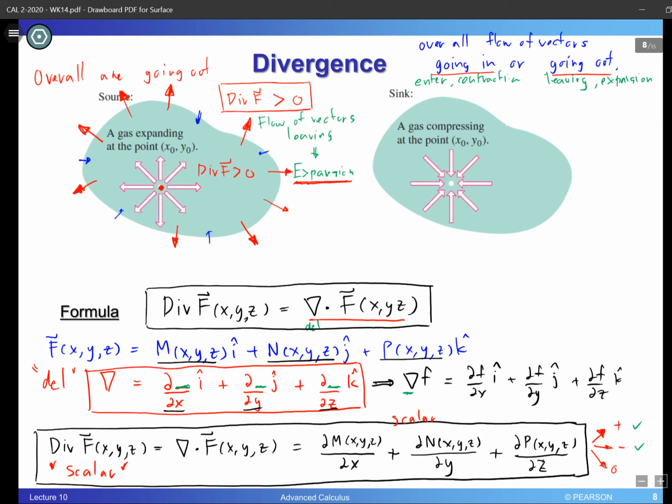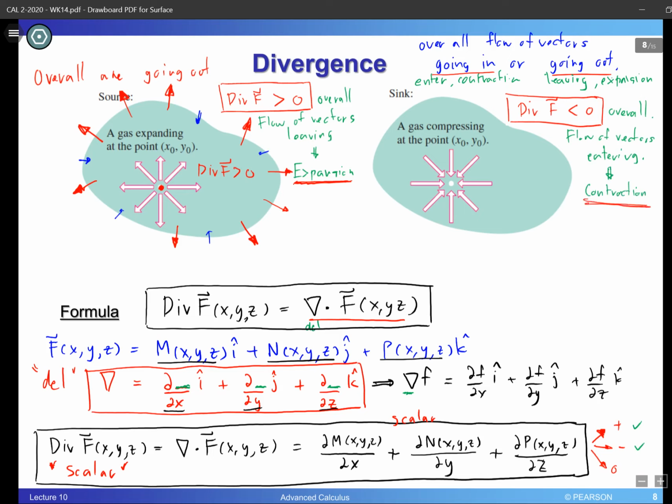Second scenario is when the divergence is negative, and that is the second case right here. Divergence of f is negative. When you get this calculation, it comes out to be -2, -3. You need to know that it corresponds to this flow of vectors overall going in. Flow of vectors entering the neighborhood. Once again, this is overall, in general. It means that most of the vectors are going in. So we are talking about contraction of vector fields. Contraction. So that is the second case when the divergence is negative.